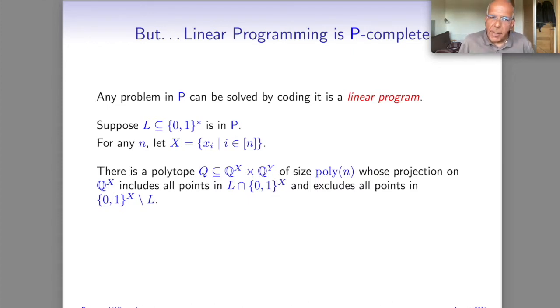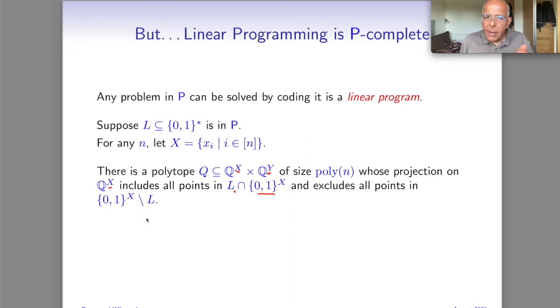Because the language is in P, we can find for every n a polytope, an extended formulation, in the variables x and y, whose projection back onto x includes exactly those 0, 1 vectors which are in the language and excludes all those 0, 1 vectors which are not in the language. Okay?